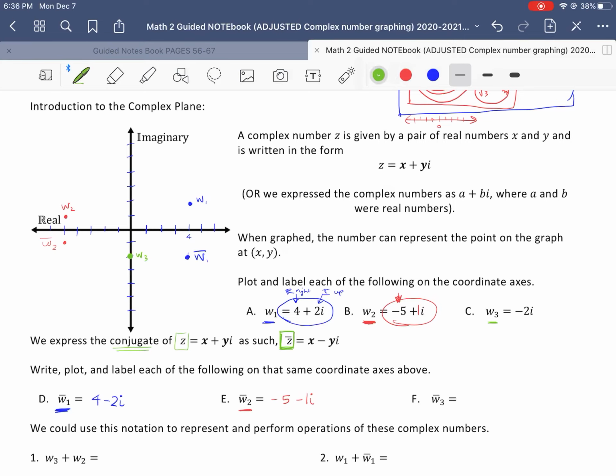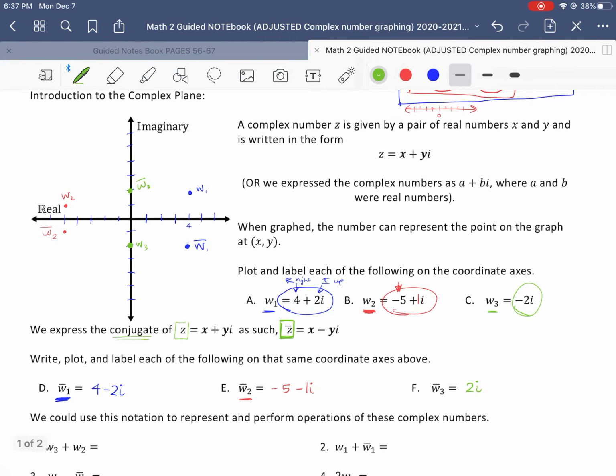And then if we do that last one with W3, again, it was at negative 2i, so that's the same thing for its conjugate, would be a positive 2i. So this one is going to go up 2 on the axes, not moving left or right in either direction. So here we have the conjugate of W3. Okay. Notice those conjugates are just reflected over the x-axis because we are just negating the imaginary portion on that.